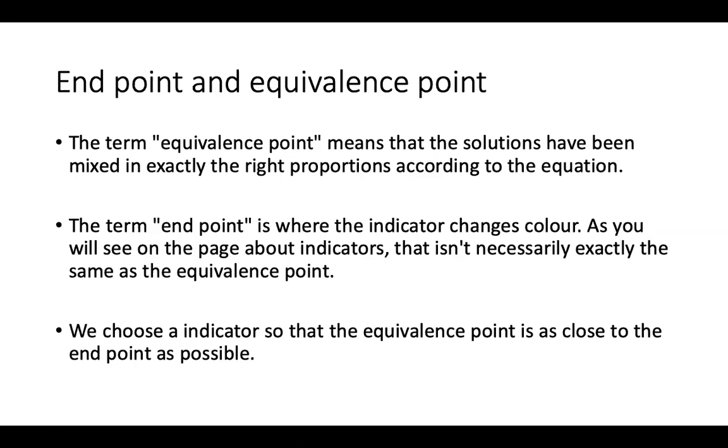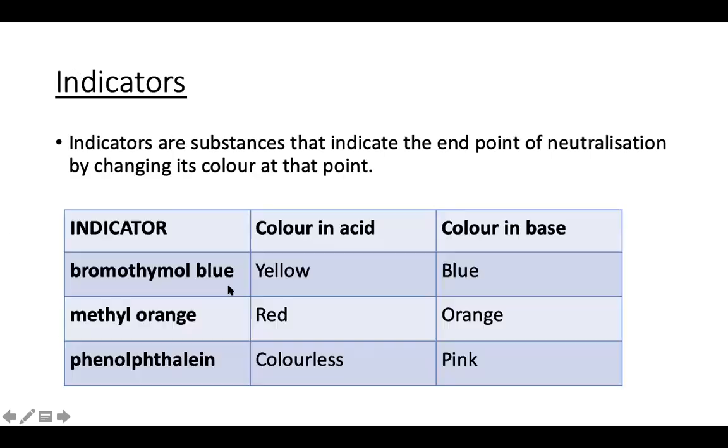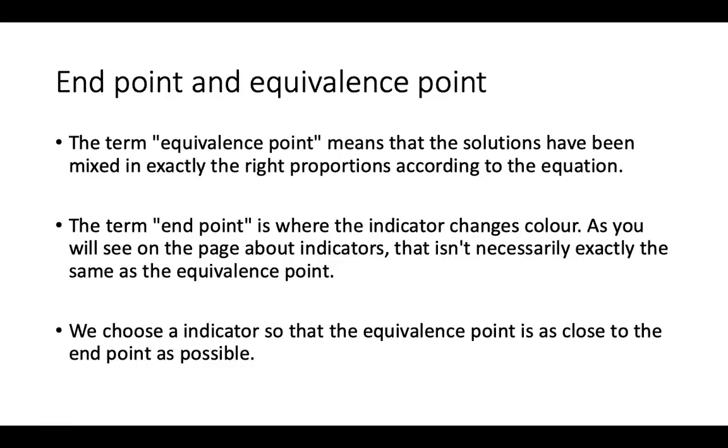There's something called the end point and the equivalence point. We don't have to concentrate too much on this. The term equivalence point means that the solutions have been mixed in exactly the right proportions according to the equation. For example, in our equation we have 1 mole of oxalic acid and 2 moles of sodium hydroxide, so it must be added in the proportion 1:2. Whether it's 1 mole to 2 moles or half a mole to 1 mole, when the ratio is 1:2 we've reached the equivalence point.